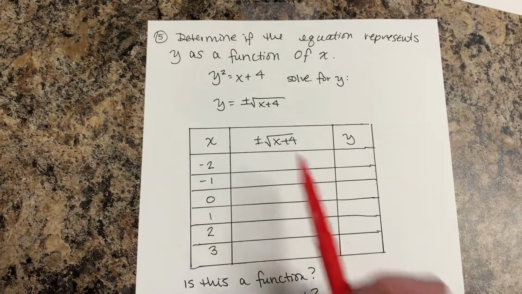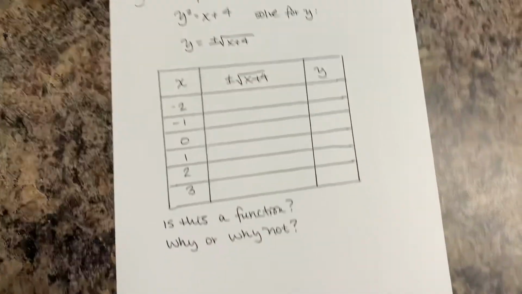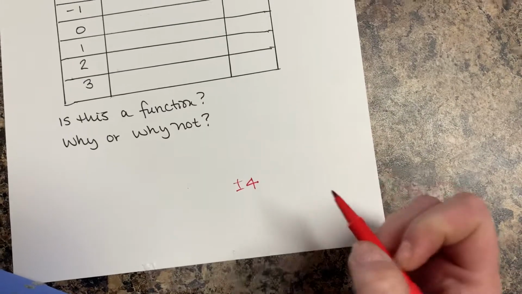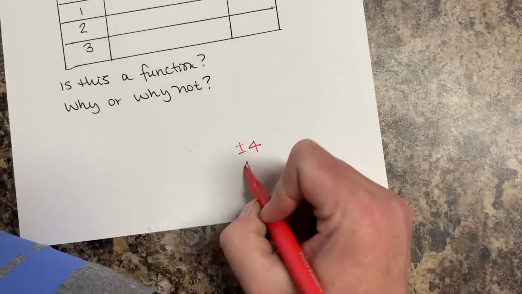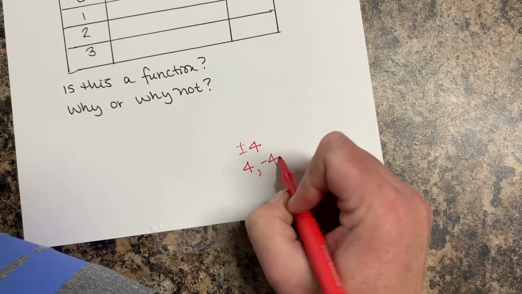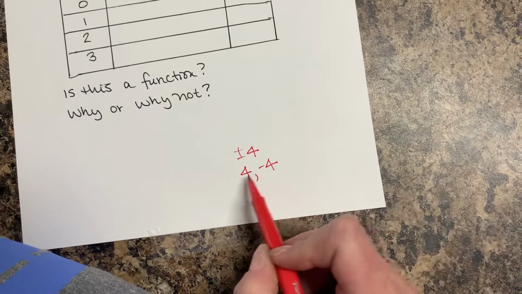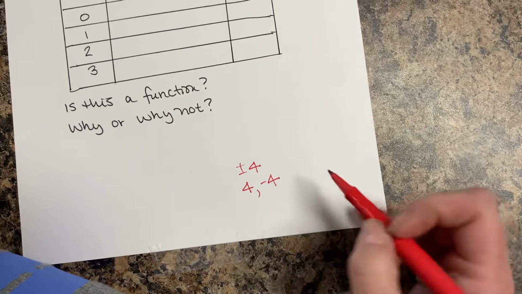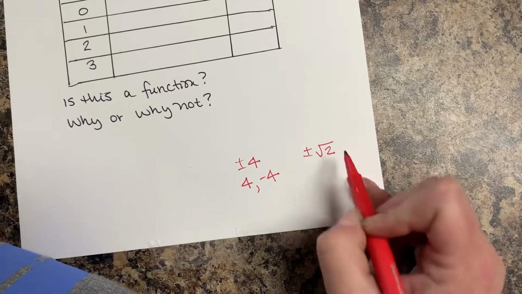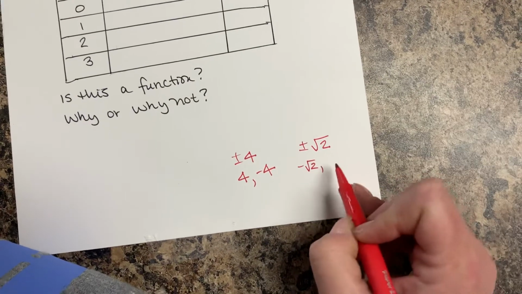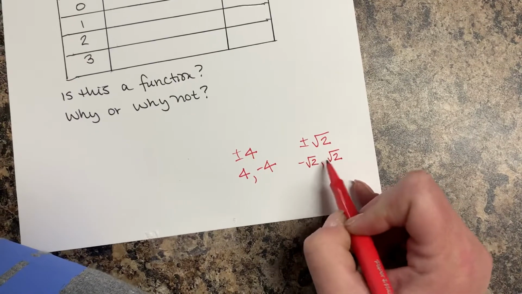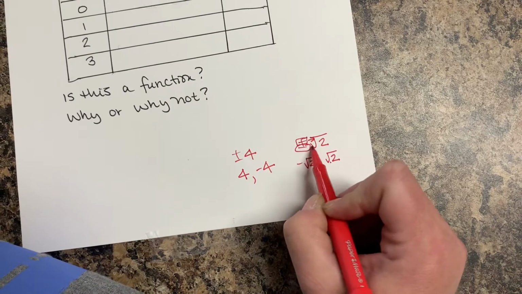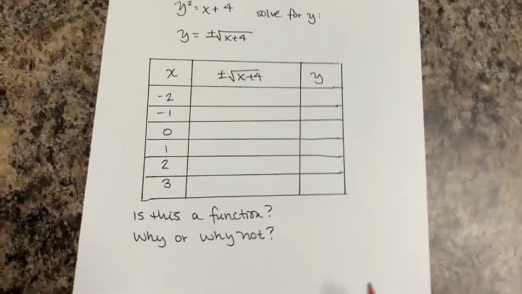So let's talk about this plus or minus sign. If you have plus or minus 4, what that really means is 4 and negative 4. We're just writing this in a condensed version to make it more efficient. So if you have plus or minus the square root of 2, that is negative square root of 2 and positive square root of 2. It's two things. We're saying that we have a positive square root of 2 and a negative square root of 2.